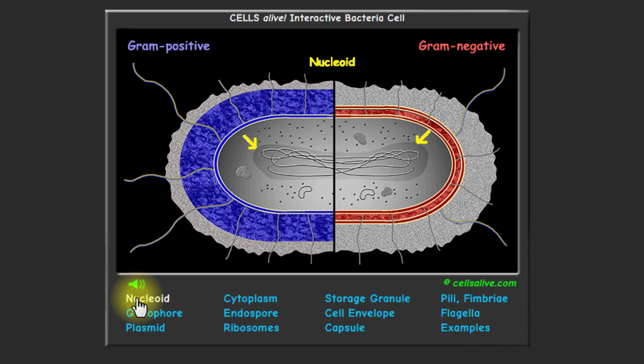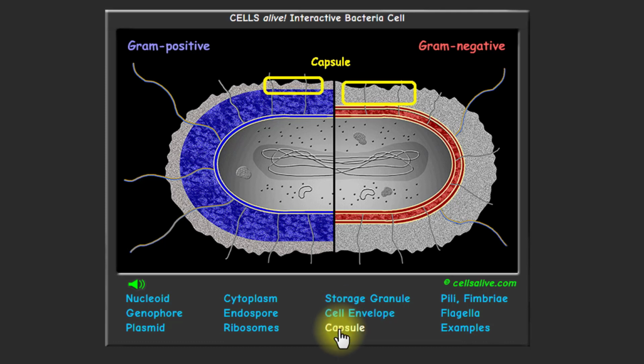Here we have the nucleoid. Within the area of the nucleoid, we have the genophore. Here we have the plasmids, the cytoplasm. The endospore may be present, but it is not shown. We have ribosomes, storage granules, the cell envelope, which looks different in gram-positive versus gram-negative bacteria.